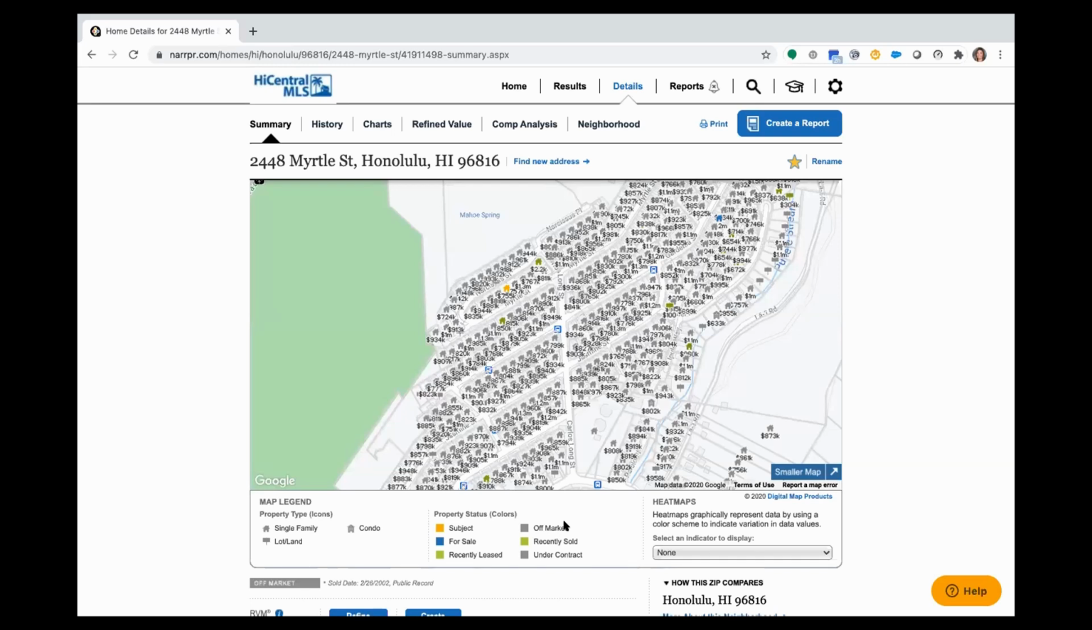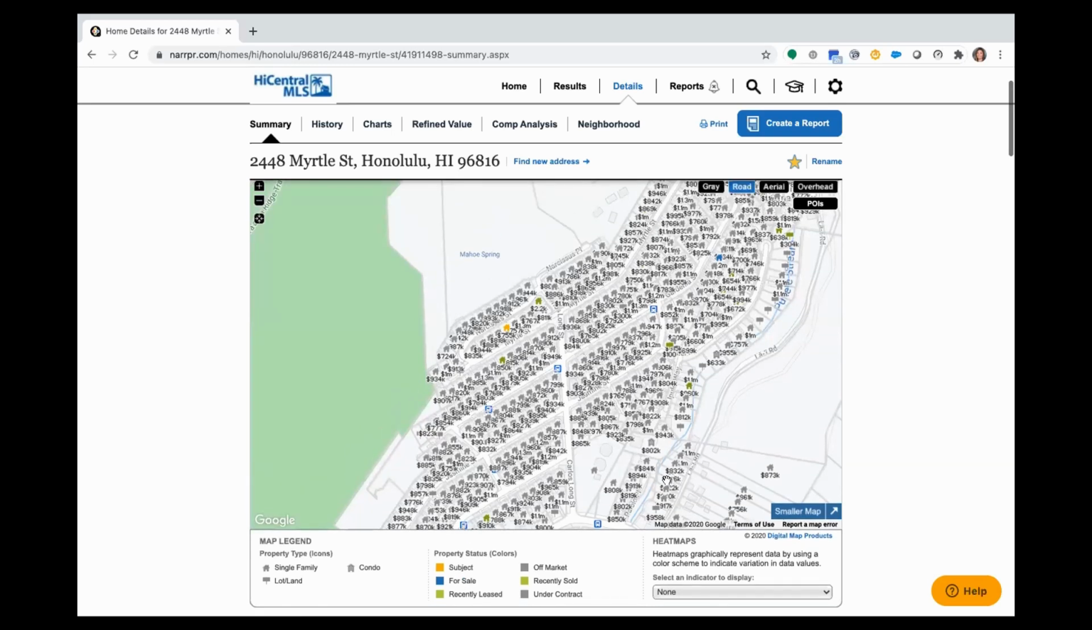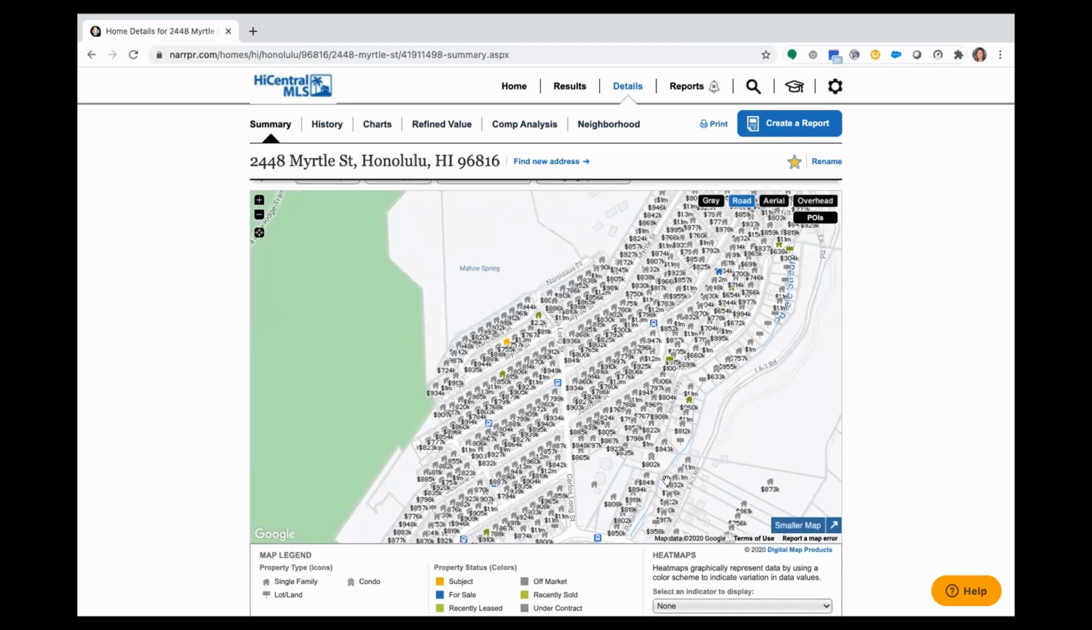You'll see if there are any properties that are pended, and any properties that are in financial distress are going to appear red. That helps me get insight into what's going on with that local inventory.